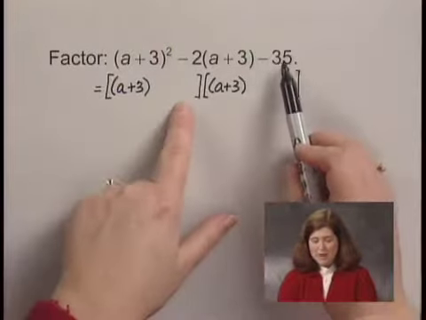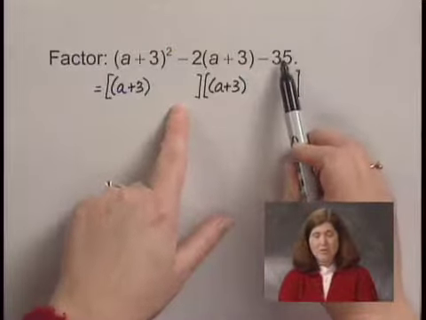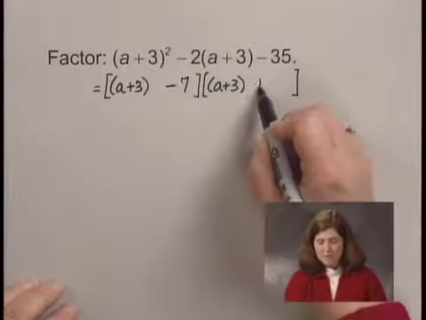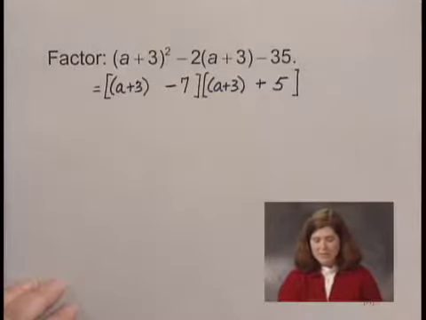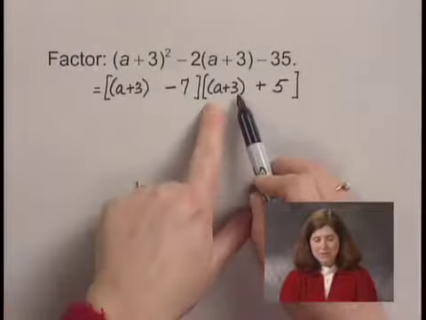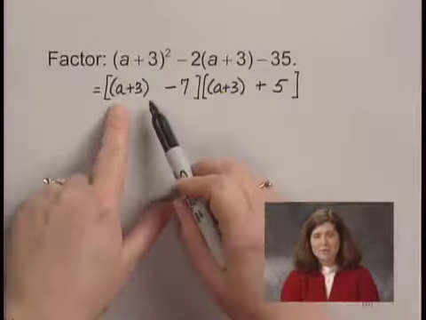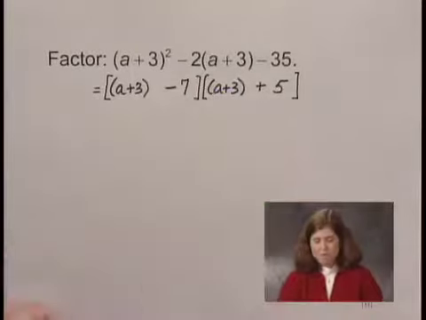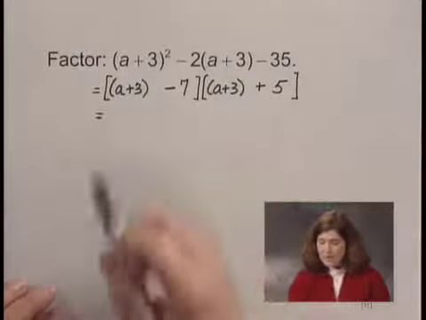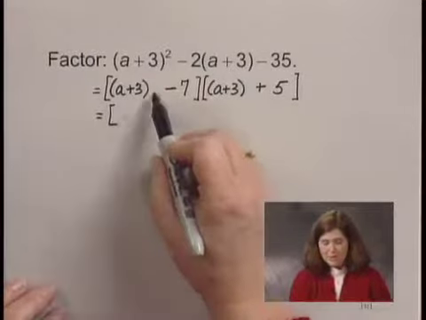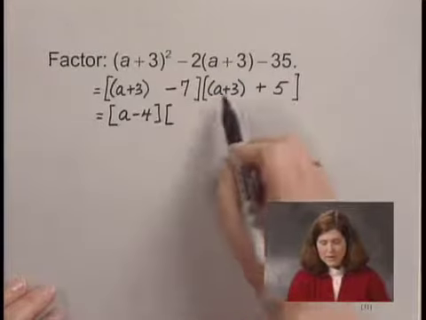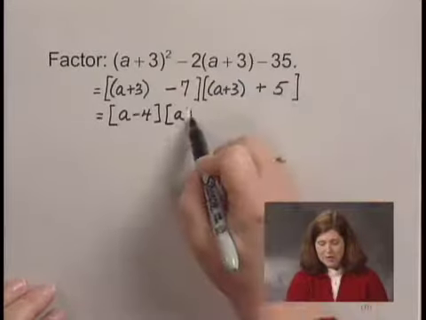My last part, I want two numbers that multiply to negative 35, add to negative 2. That would be minus 7 and plus 5. Then if I multiplied the rest of this, I would get minus 7 times (a + 3) plus 5 times (a + 3), which will give me minus 2 times (a + 3). I can simplify this inside the brackets and write a + 3 - 7 as a - 4, and a + 3 + 5 as a + 8.